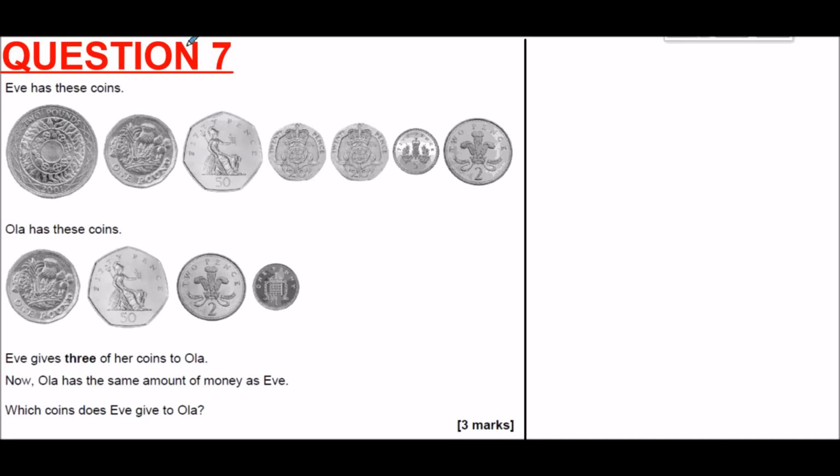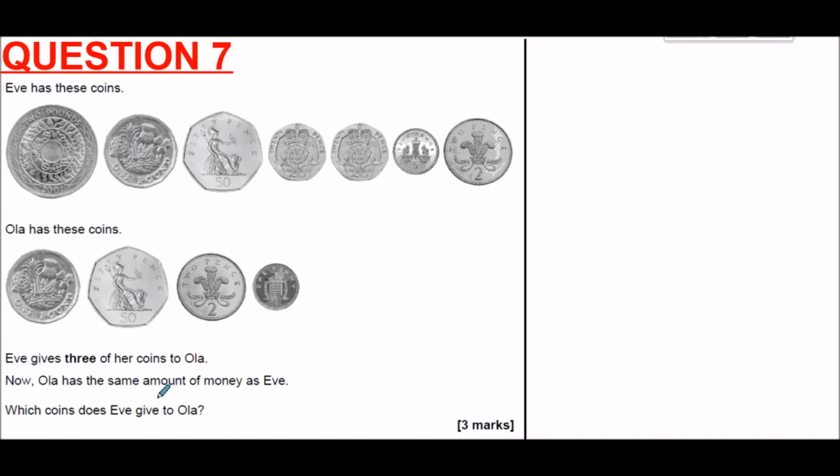Question 7, a bit of a problem-solving question, this one. It's about Eve and Ola, who both have coins. What we're told is that Eve gives 3 of her coins to Ola. After she gives those coins away, Ola has the same amount of money as Eve. What coins does Eve give to Ola?